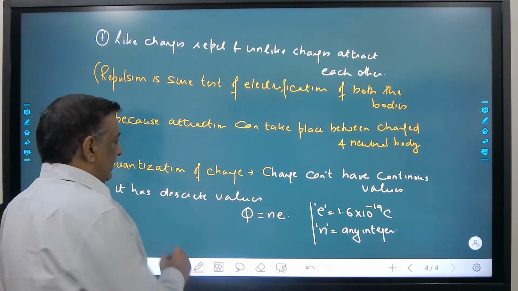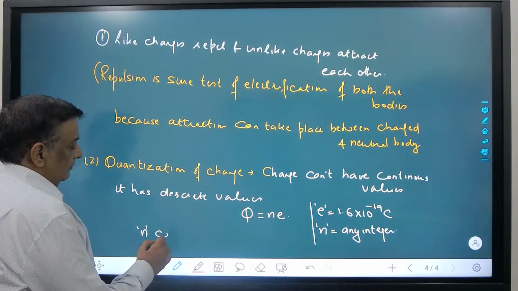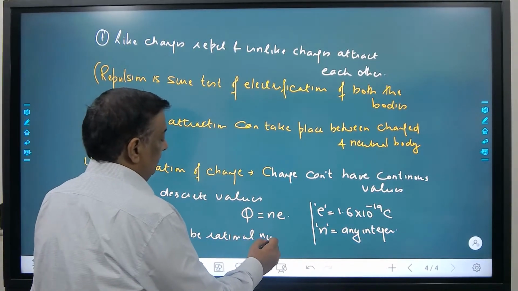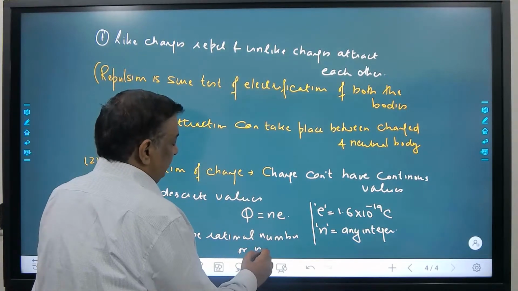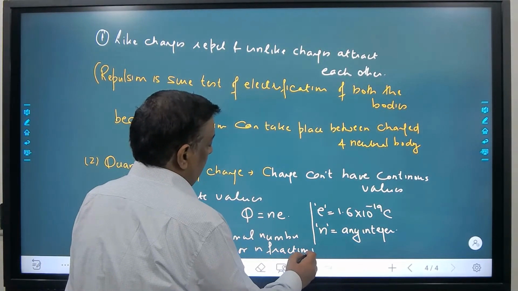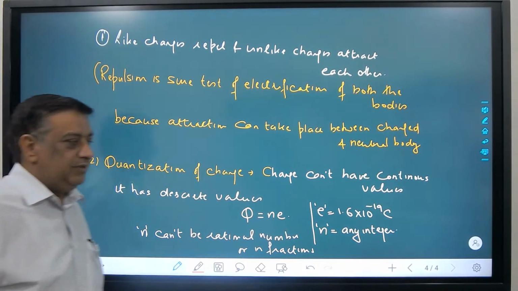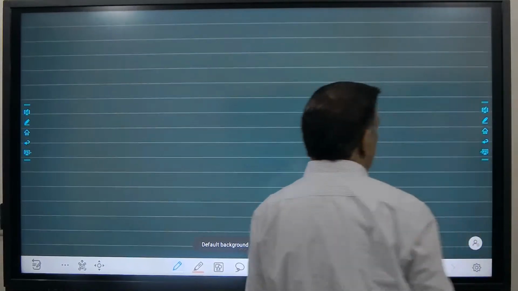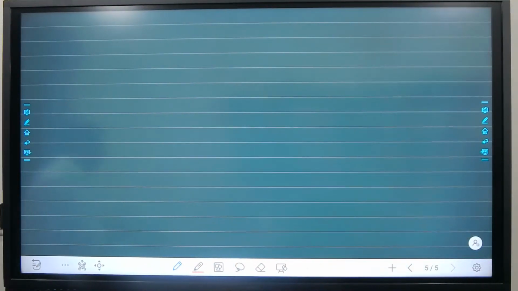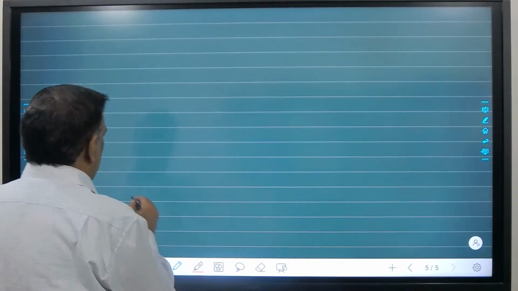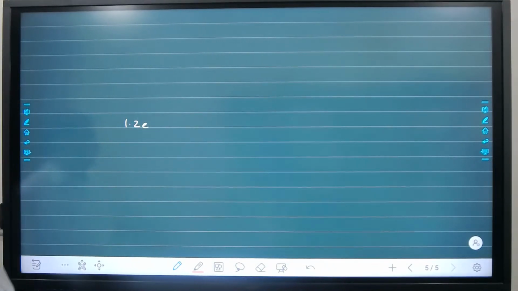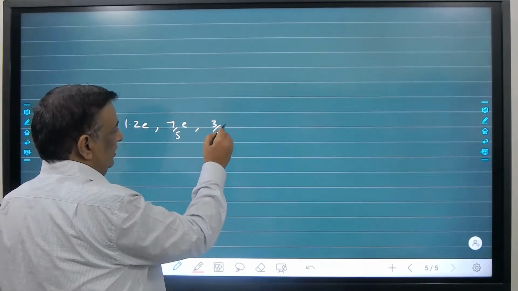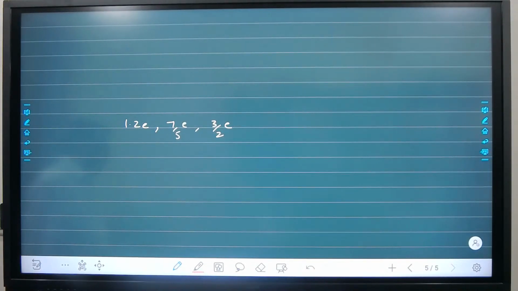Quantization basically means that n cannot be a rational number or in fractions. That means n is always an integer multiple. You cannot have a charge on a body as 1.28e. You cannot have charges 7 by 5e. You cannot have charges 3 by 2e. So charge cannot be a rational multiple of e.